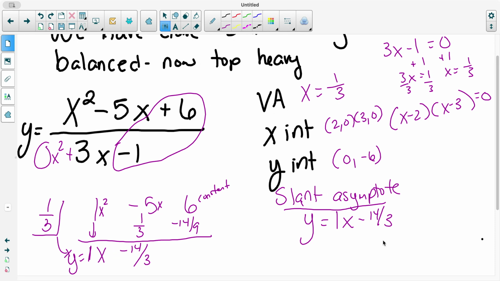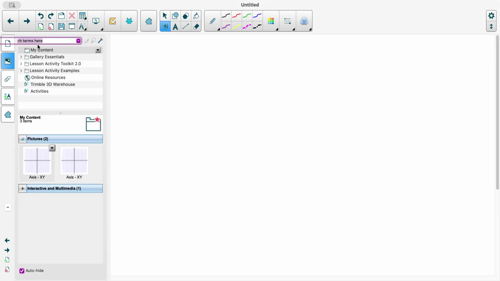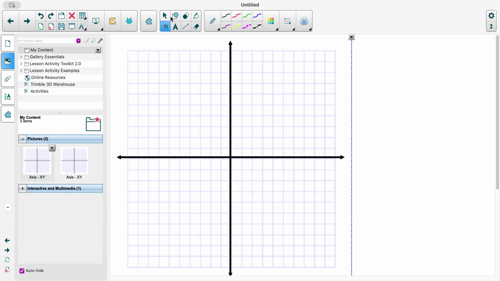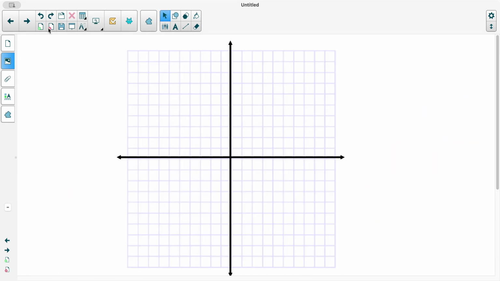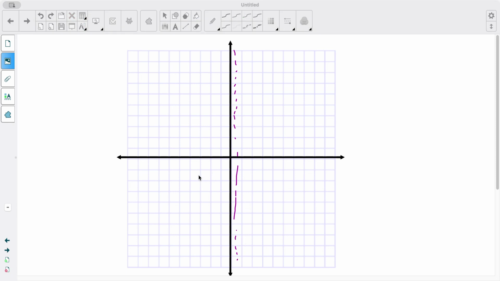Okay, so we're going to graph this just so you see what it looks like. It's kind of weird looking, but the slant asymptote, because it's a diagonal, makes it look pretty cool. So let's go ahead and graph this thing, just so you can take a look. All right, so vertical asymptote at x equals 1/3, roughly there. And again, no horizontal asymptote at all. It's not going to have a horizontal one because we don't have leading coefficients that'll work. So my slant asymptote, again, is 1x minus 14 thirds, so that's like -4 and 2/3.